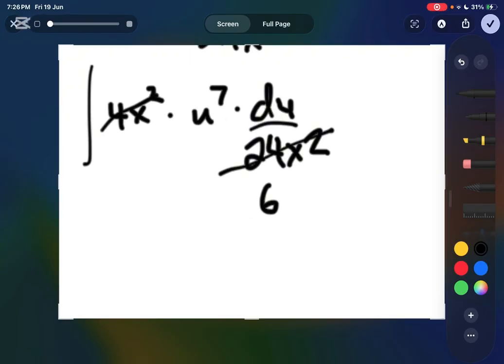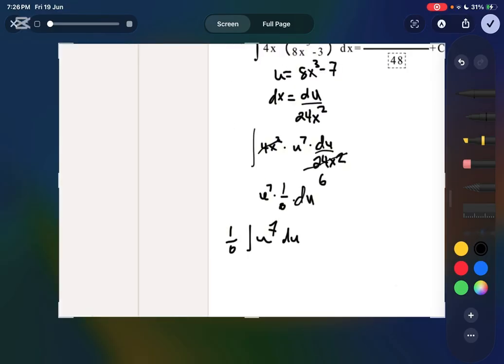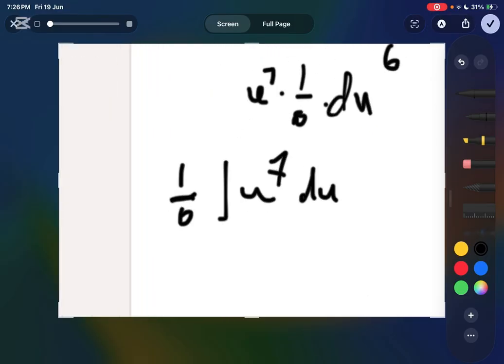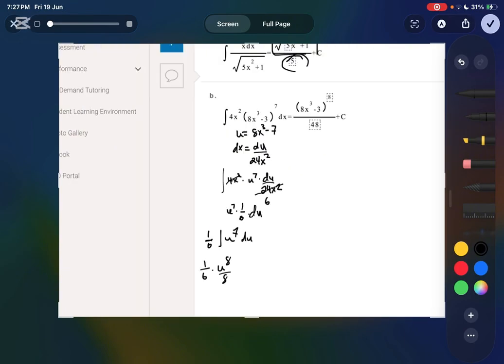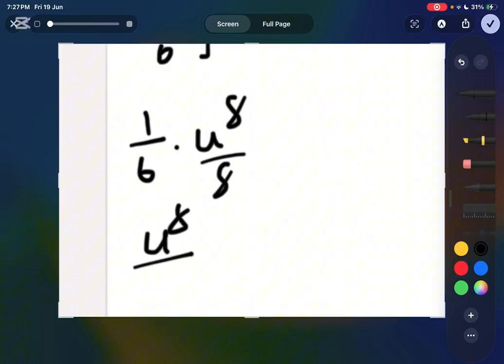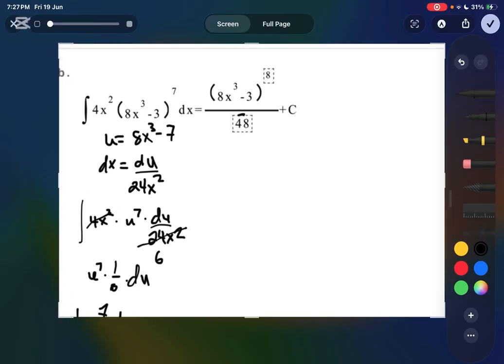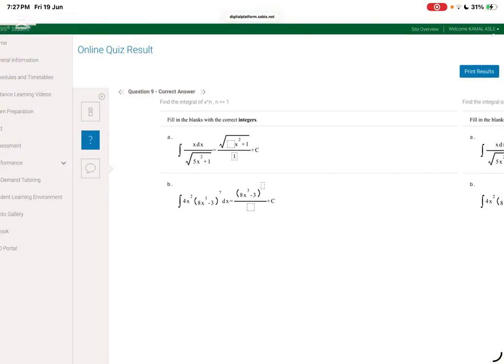Okay, and then this is 1, so for now it's u to the power of 7 times 1 over 6 du, and 1 over 6 is a constant, so 1 over 6 outside, the integral of u to the power of 7 du. Then 1 over 6 times u to the power of 8 over 8, which is basically u to the power of 8 over 48. You know that u is this at the start, so just replace u by this, and that power is 8. That's it. Question number 9.